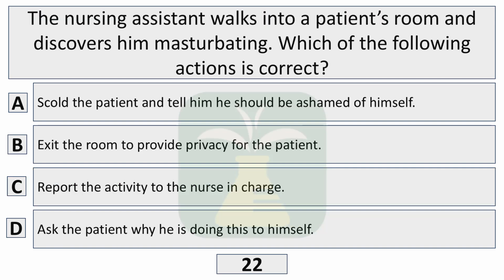The nursing assistant walks into a patient's room and discovers him masturbating. Which of the following actions is correct? A, scold the patient and tell him he should be ashamed of himself. B, exit the room to provide privacy for the patient. C, report the activity to the nurse in charge. D, ask the patient why he is doing this to himself.